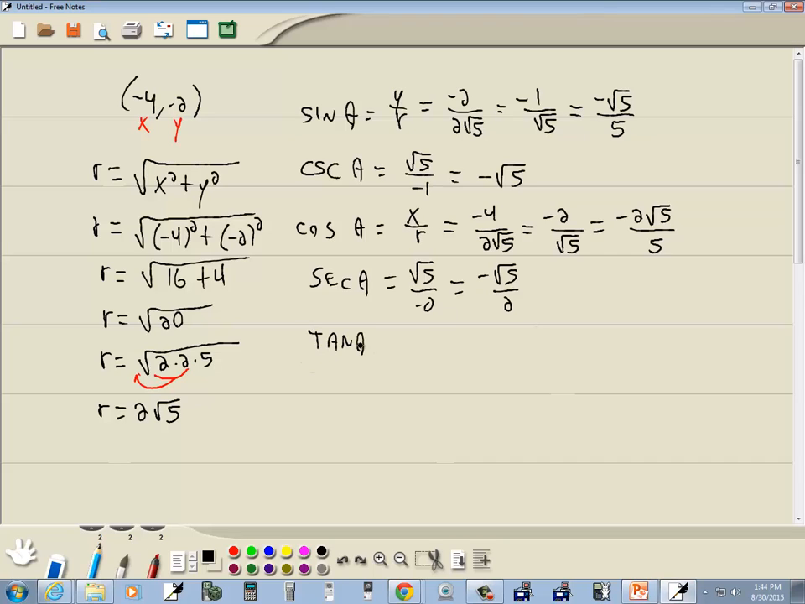Tangent. Tangent is equal to y over x. Y is -2, and x is -4. Now negative divided by negative is positive, so negatives cancel, and 2/4 reduces to 1/2. Now cotangent is the reciprocal of tangent. So we're going to take this 1 over 2 and flip it, reciprocal of it, becomes 2 over 1, or simply 2.